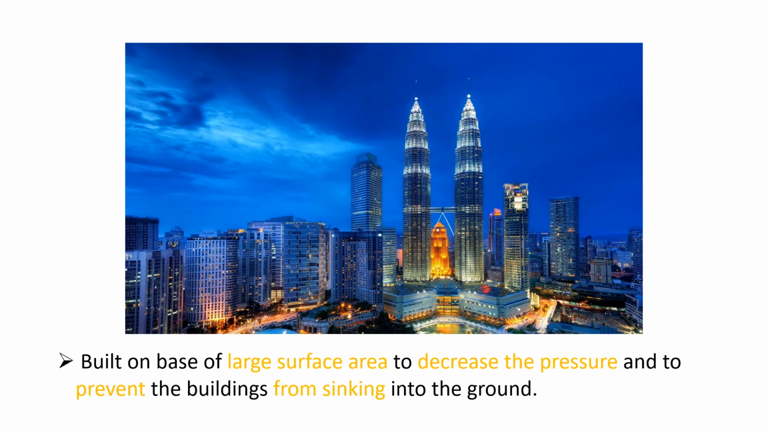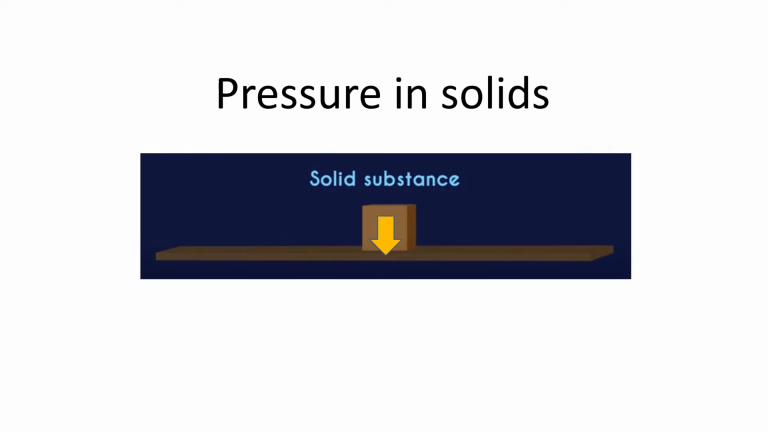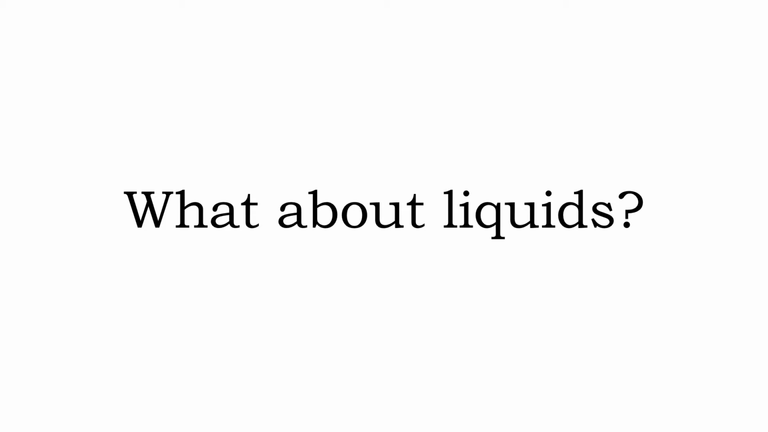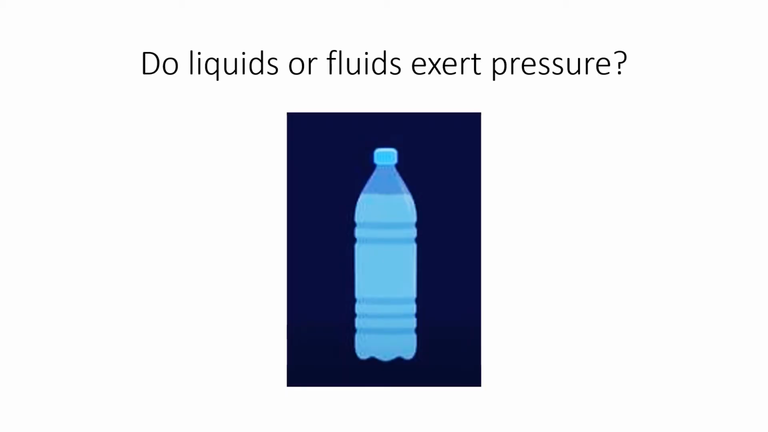Now, we will look at the applications of low pressure. Tall buildings are usually built on a base of large surface area to decrease the pressure and to prevent the building from sinking into the ground. A wooden block kept on a table exerts a force on it, and we know that the wooden block is a solid substance. What about liquids? We know that liquids are kept in containers. Do liquids or fluids exert pressure?